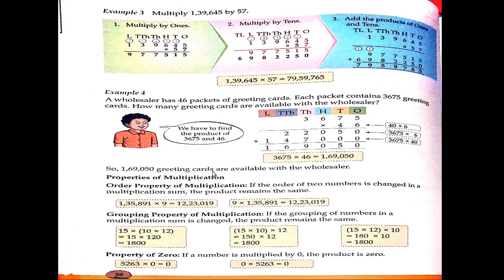Okay, now see, here is a word problem. A wholesaler has 46 packets of greeting cards, and each packet contains 3,675 greeting cards. So how many greeting cards are available with the wholesaler? So we have to multiply. Since one packet contains this much, how many do 46 packets contain? If we multiply, we get 1,69,050 greeting cards.